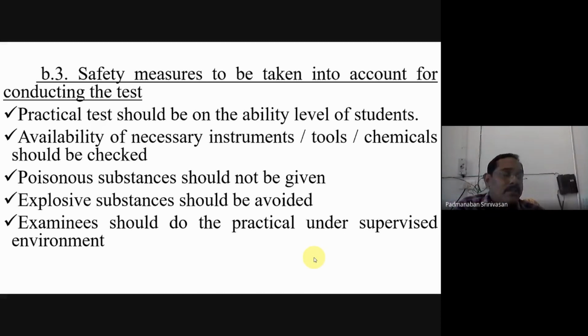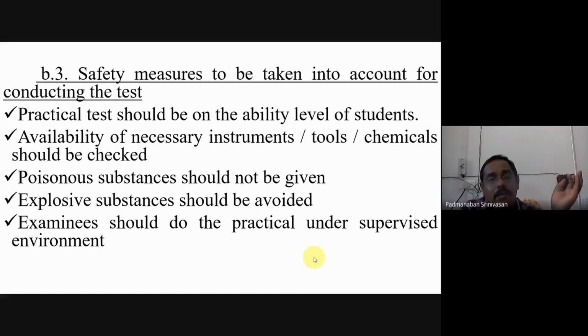The third one: poisonous substances should not be there for students. As far as the academic side is concerned, maybe research people may have them. Even for UG BSc chemistry, they will give arsenous oxide for titration as an oxidizing agent, but arsenous oxide is poisonous. So they will give it carefully, and they won't give it to students. The faculty himself will weigh it and prepare the volumetric solution, and will guide only in his presence.